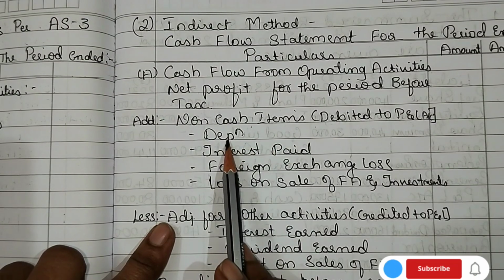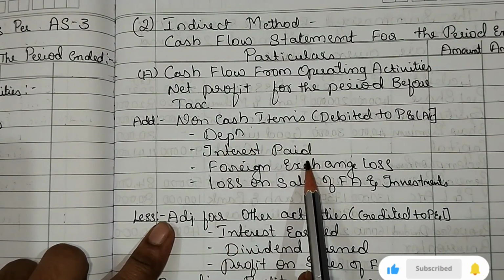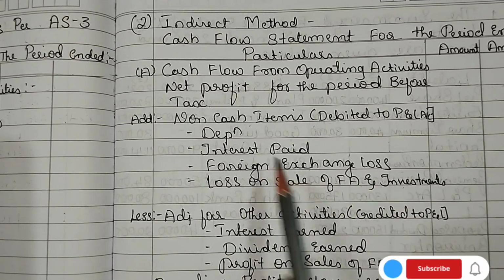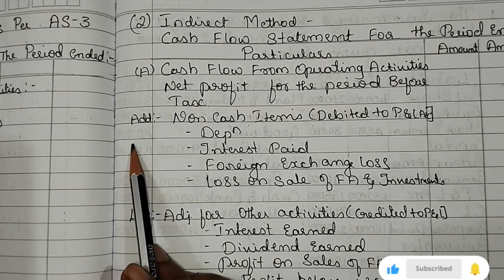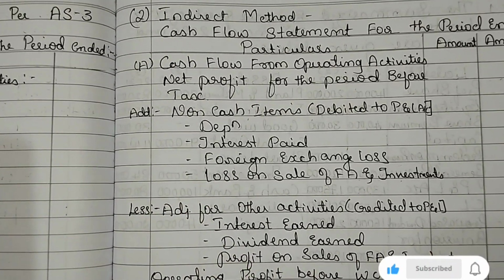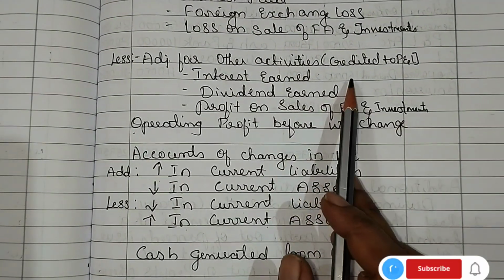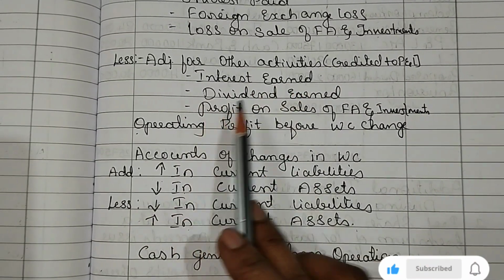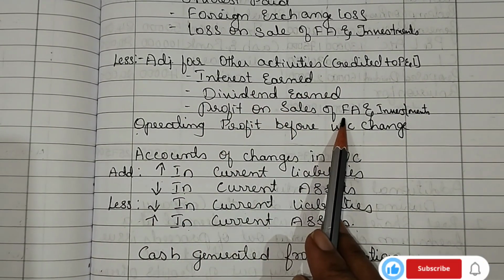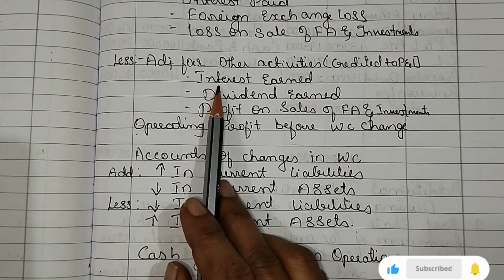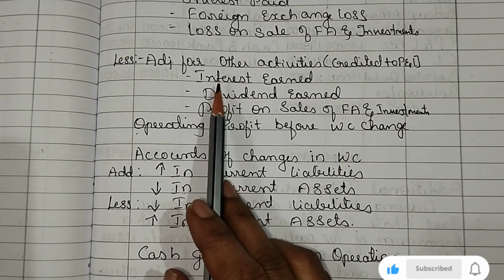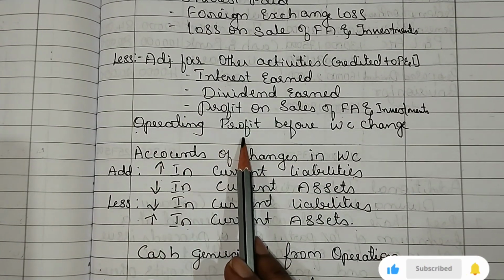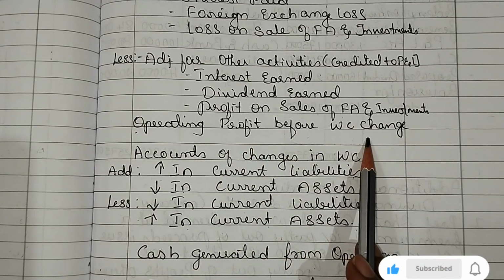Non-cash items. Depreciation is a non-cash item. Interest paid, foreign exchange loss, loss on sale of any fixed assets or investments. So all these items we are adding. Then less adjustments for other activities. These are credited to the profit and loss account. Interest on, dividend on, profit on sale of any fixed assets. All the incomes we are deducting, expenses we are adding. Okay. Then we'll get operating profit before working capital changes.